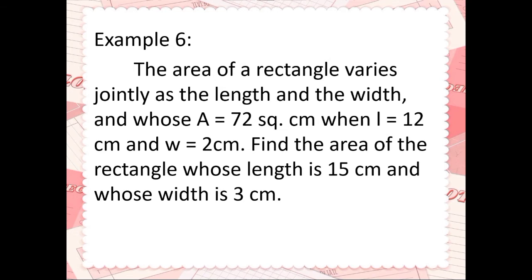Example number 6. The area of a rectangle varies jointly as the length and the width, and whose A is equal to 72 square centimeter, when L is equal to 12 centimeter, and W is equal to 2 cm. Find the area of the rectangle whose length is 15 cm and whose width is 3 cm.